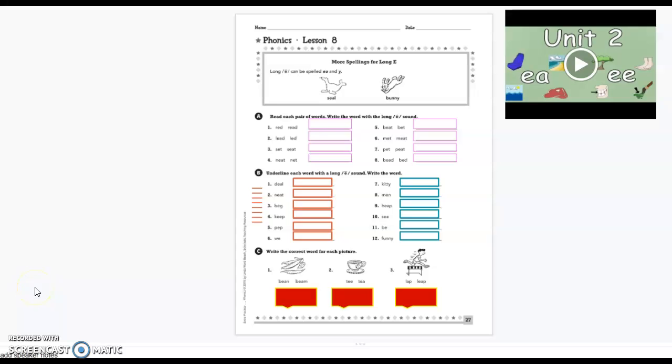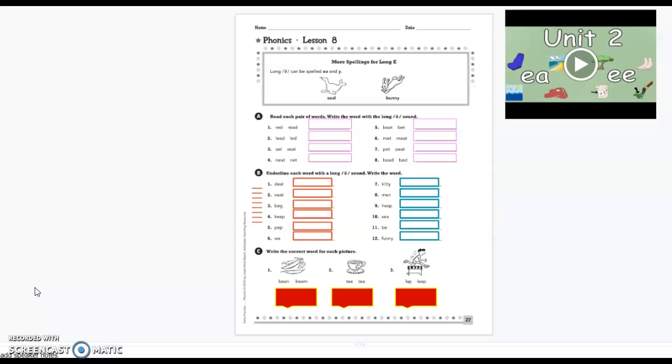Hi everybody! So earlier in the week we talked about how you can make long E, which sounds like E, by using one E or two E's. And there's also more spellings for how we can make long E. I know it can be confusing, but as long as we practice, we're going to get better using it.